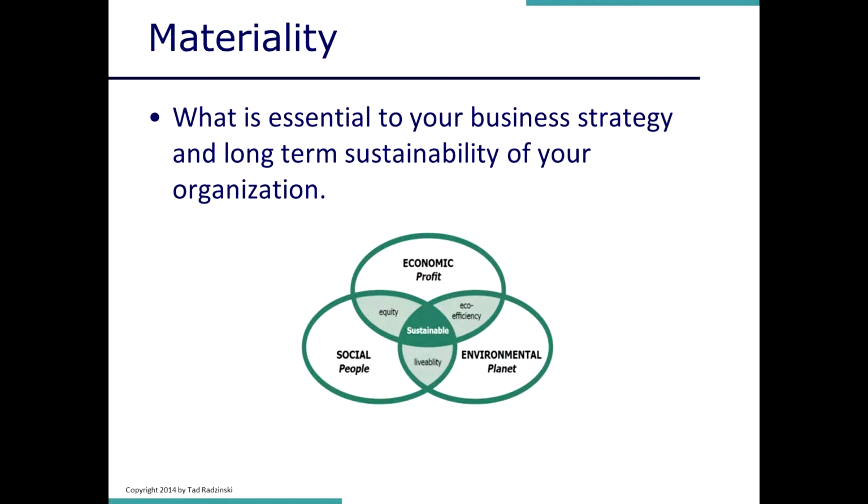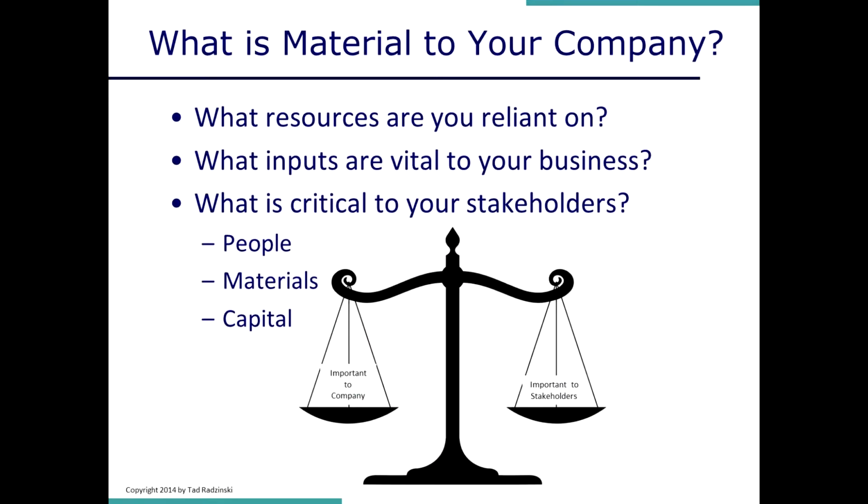And most manufacturing companies that we work with, this is a very important aspect to them because the success of their products and their business is usually dependent on some type of raw material or resource. The other thing you've got to think about is, are there certain inputs that are vital to your business? Are there certain things that are critical to your stakeholders? We have to think here about people and materials and capital. And I show this image here of a balance because it really is a balance. You want to be looking at what's really important to your organization and what's important to your stakeholders.